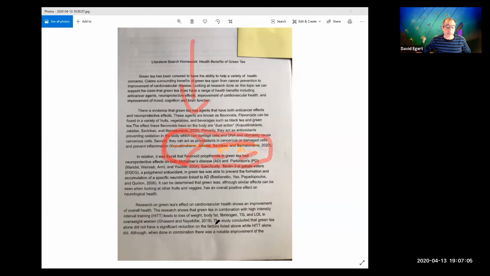The typical thing is one author, you put their name. Two authors, you usually put both their names. Once you're more than two authors, you usually just do the first name et al.